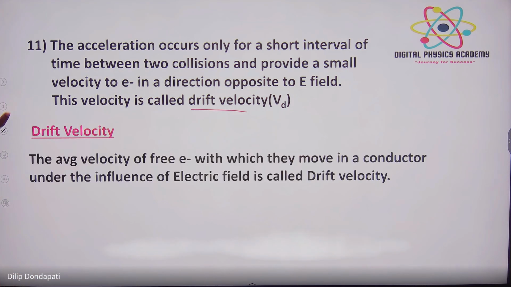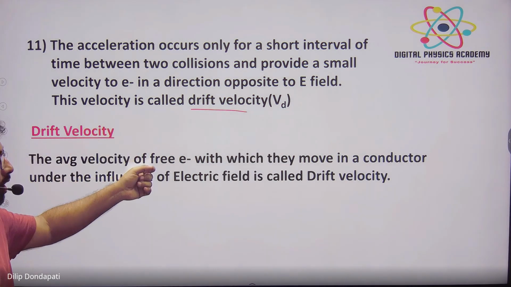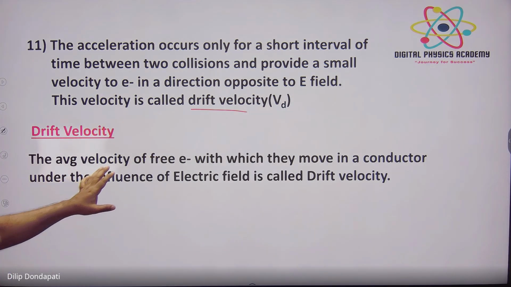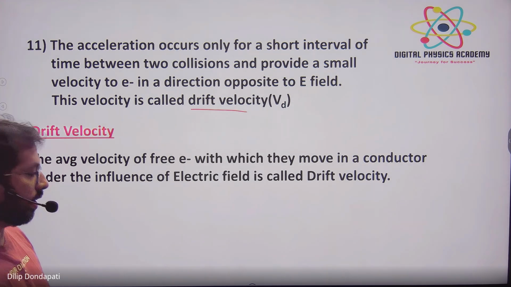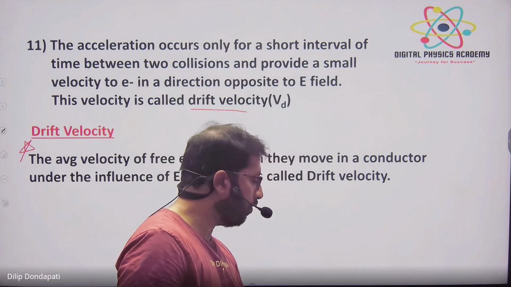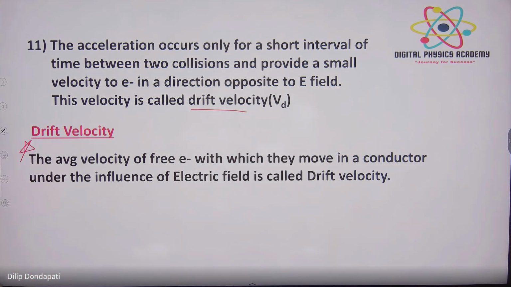Write the definition. The average velocity of free electrons with which they move in a conductor under the influence of an electric field, is called drift velocity. Just write this. Because the electron is not only one, right? If you take the average of the velocities of all electrons, that is called drift velocity. So the calculation part of it we will do in the next class.